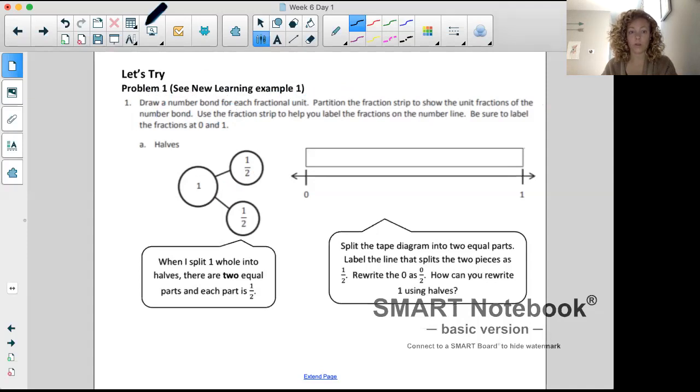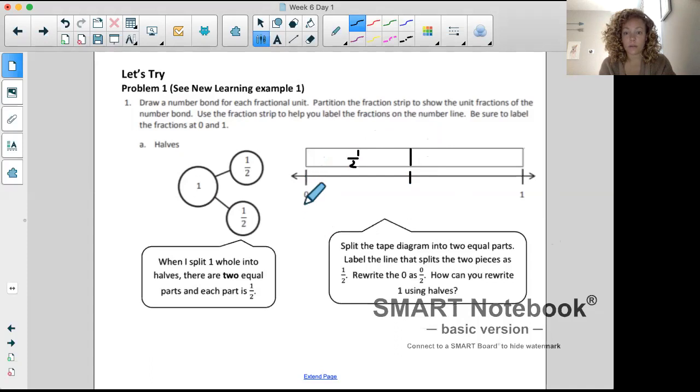Okay, so we have our 1 whole here. We have 1/2 and 1/2. We know there are 2 halves and 1 whole. So we're going to start here on our fraction strip. Two parts, 2 halves. We just need 1 line exactly in the middle. So this is about halfway. I'm going to draw my line here. And then because it's there, I know I'm going to do the same thing here. So this is 1/2.